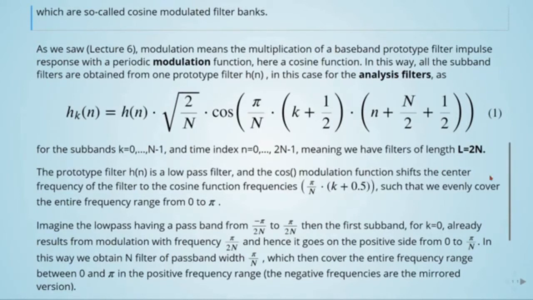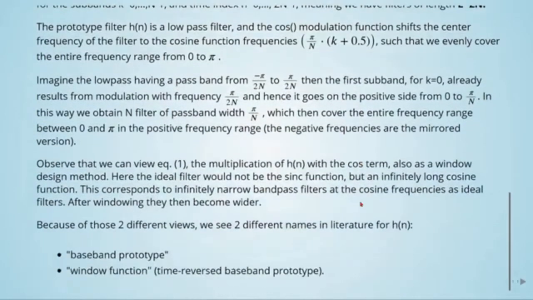and the cosine function is the modulation function that shifts the center frequency of the filter to the cosine function frequencies, given by pi divided by capital N times k plus 0.5, such that we evenly cover the entire frequency range from 0 to pi. Imagine the low-pass having a passband from minus pi divided by 2 times capital N to pi divided by 2 times capital N.